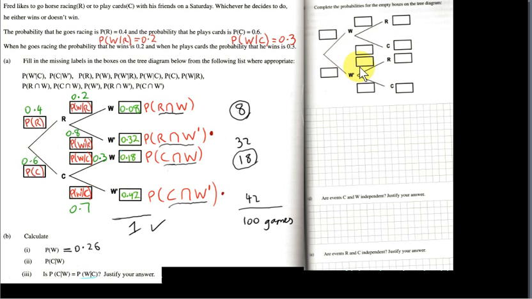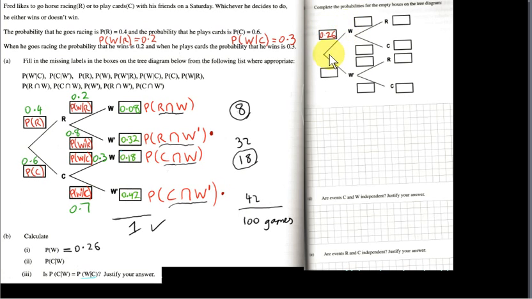Now we have a new tree diagram here. We calculated the probability that Fred wins a game in B part 1. We saw that it was 0.26. It was actually 0.08 plus 0.18. Or if you like, out of 100 games, he wins 8 plus 18, 26 of them. So that's the probability that he wins.